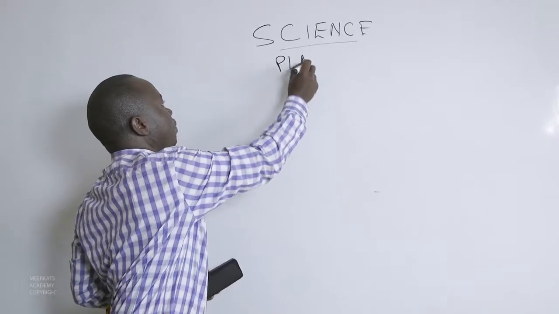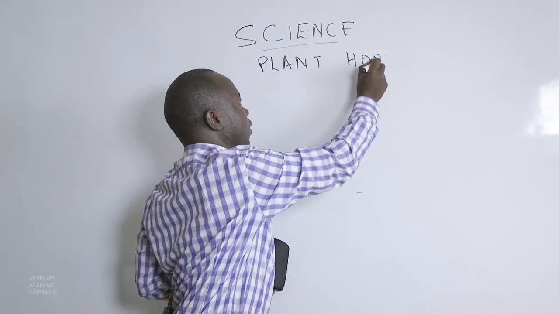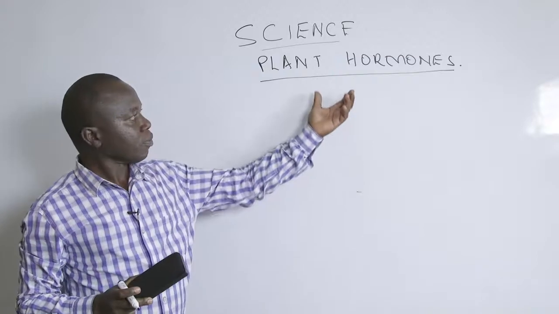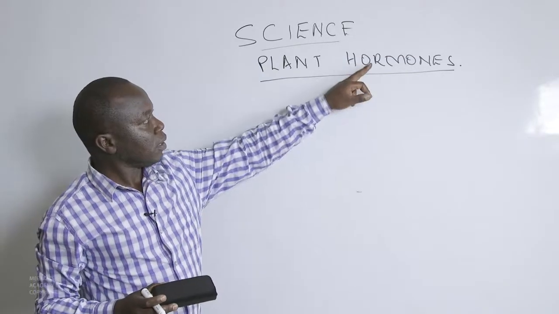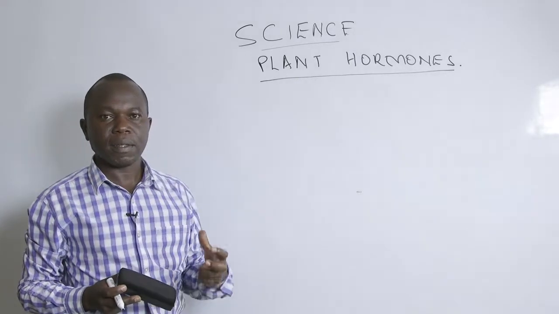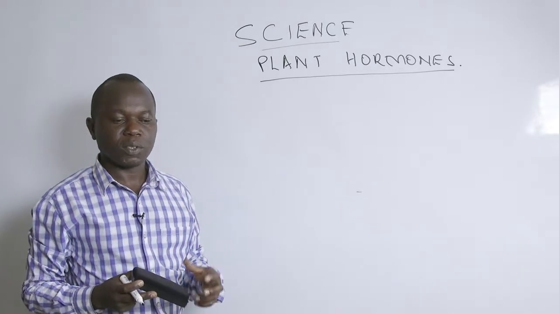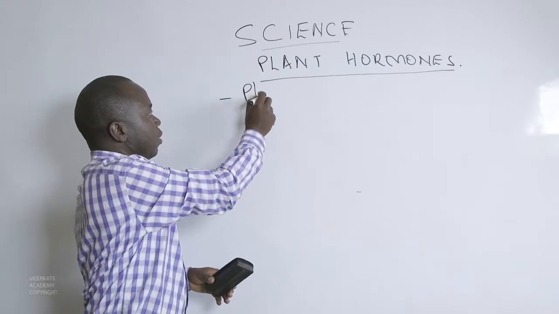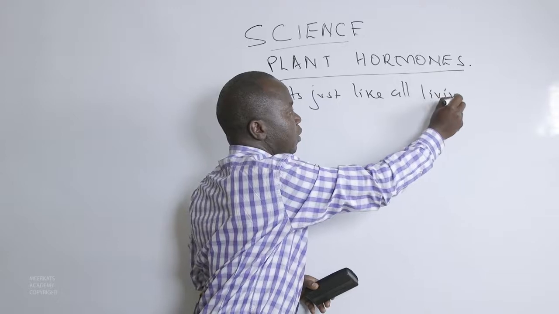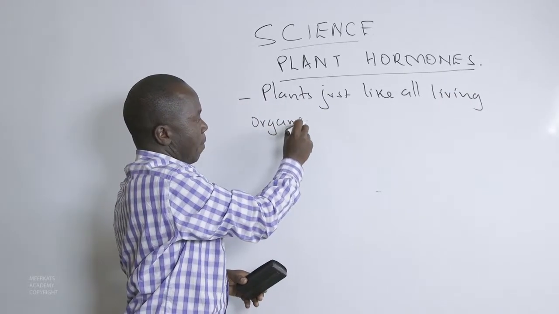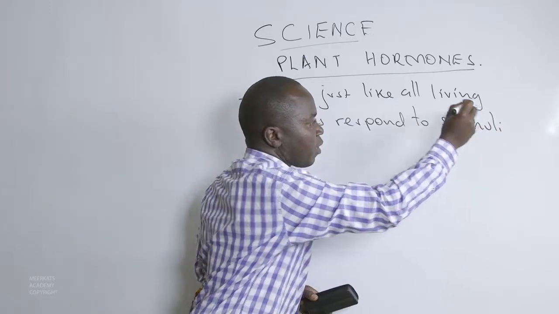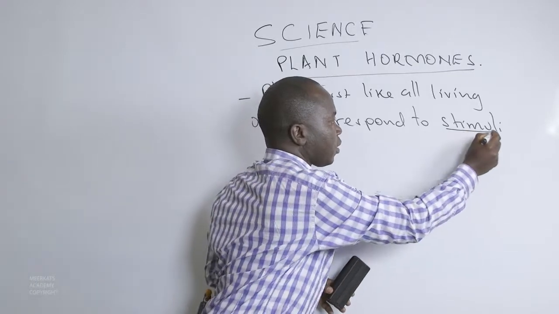So I want to look at another aspect apart from animals: plant responses. For plants to respond to changes in the environment or to stimuli, it will be through production of hormones. Remember, plants, just like any other living thing, are able to respond to changes in the environment. Plants, just like all living organisms, respond to stimuli. Remember, we have said stimuli is that change in the environment.